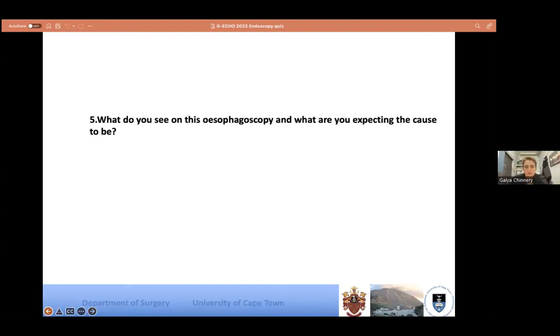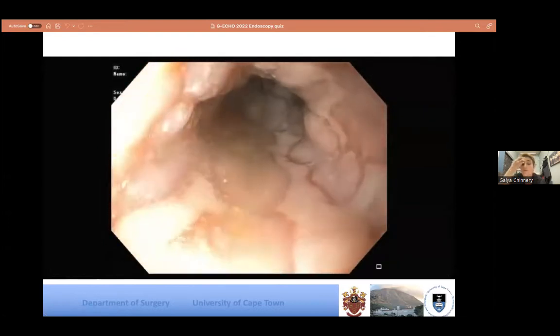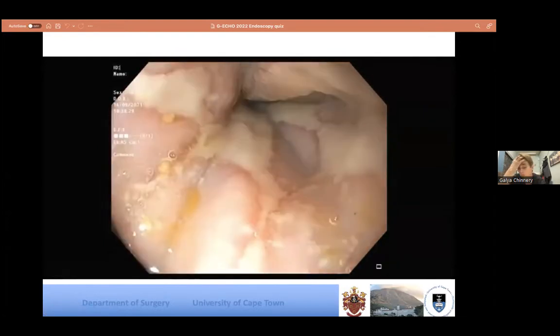Right. Okay, so what do you see on scope in this next video, and what are you expecting the cause to be? So let's show you the video first, and then I'll give you the options. So that's sort of mid to distal esophagus.